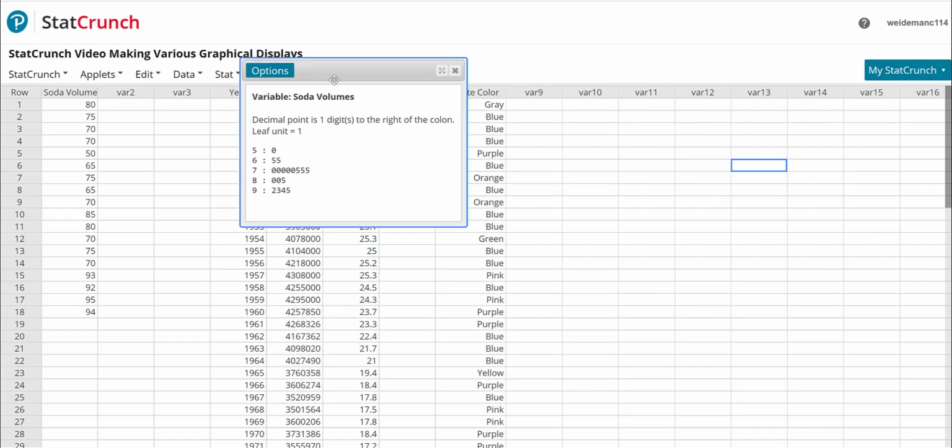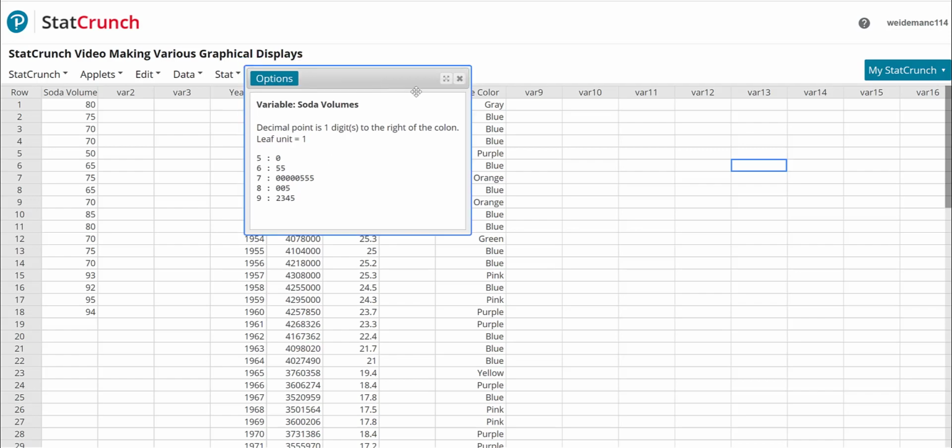So here is my stem and leaf, and I notice I've got one bottle that was 50, probably ounces, two that are 65, a whole bunch that are 70, several that are 75, several that are 80, two 80s, 85, 92, 93, 94, 95. So there's my stem and leaf.